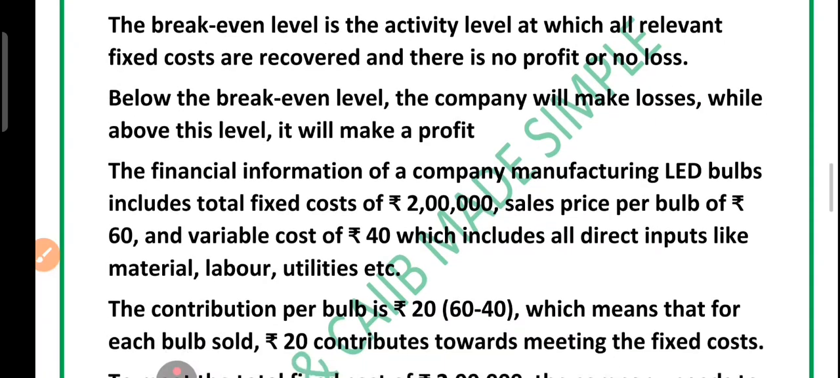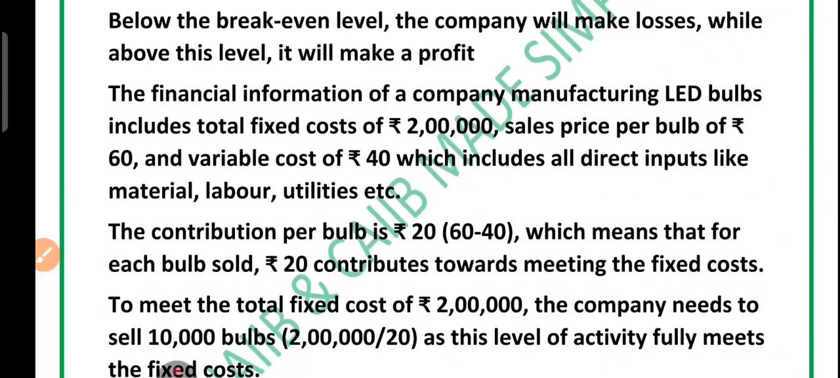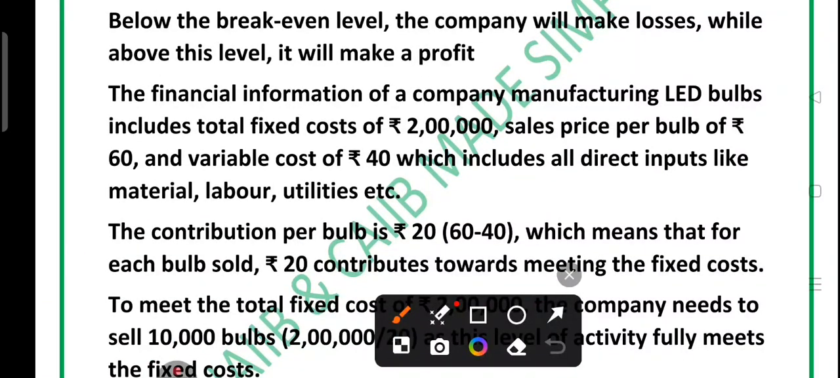Like in this case, take this particular LED bulb case. Again, another example to make the concept crystal clear. Here the fixed cost given is 2 lakh rupees, like rent, salary, factory overhead, and the selling price per bulb is 60 rupees. Variable cost per bulb is 40 rupees. So the contribution per bulb is 20 rupees. Just subtract both of them. This means for every bulb sold, 20 rupees goes toward covering the fixed cost.